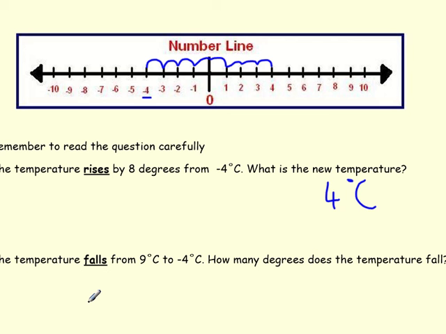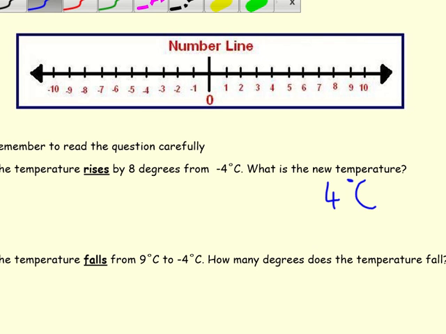The next question, the temperature falls from 9 degrees to -4 degrees. So it falls this time from 9 degrees, so find the 9 degrees on your number line, to -4 degrees. How many degrees does the temperature fall? So this time you've got to work out what it drops by. So remember, if the temperature falls, it gets colder. So this time you need to be moving to the left, but it's saying it goes from 9 degrees to -4. It's already given you that other number. So you have to work out how many jumps that would be to tell you how many degrees it's fallen.